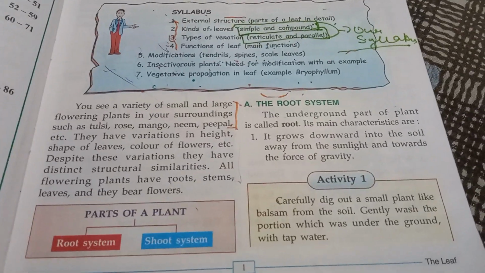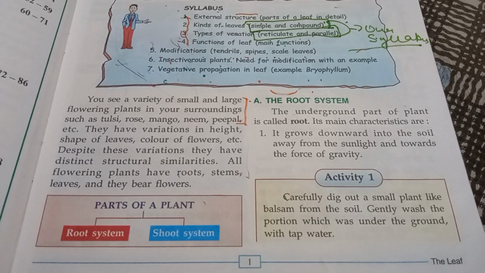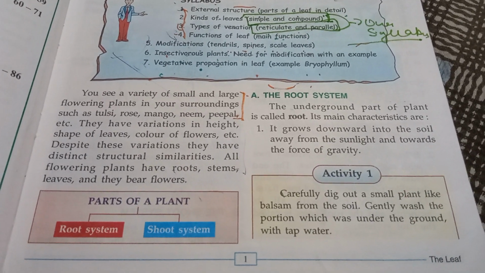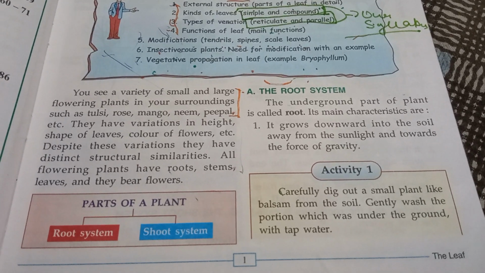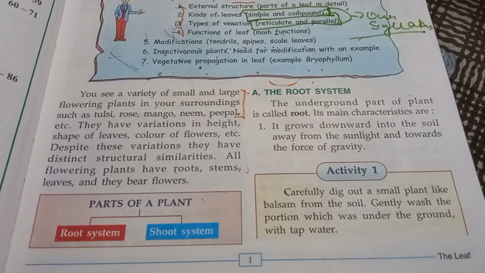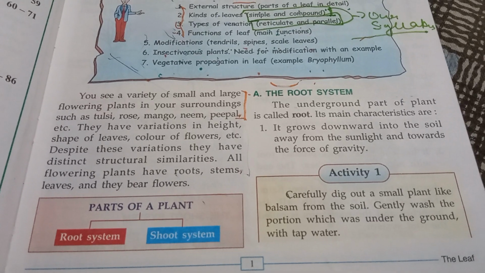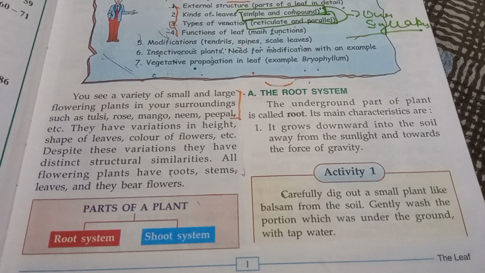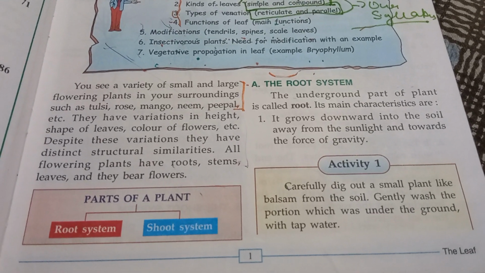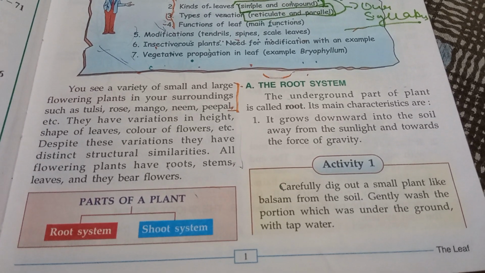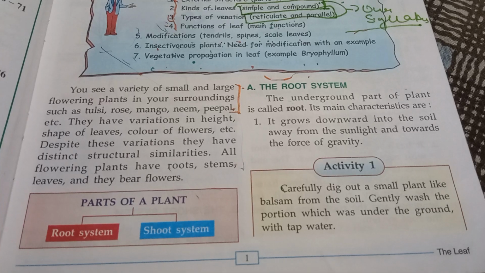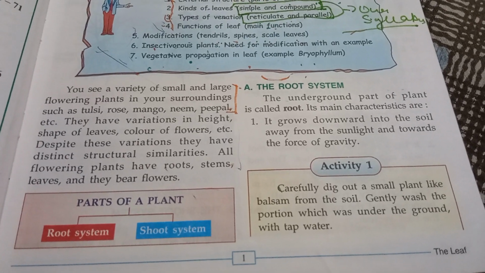You see a variety of small and large flowering plants in our surroundings, such as tulsi, rose, mango, neem, peepal, etc. They have variations in height, shape of leaves, colors and flowers, etc. Despite these variations, they have distinct structural similarities. All flowering plants have roots, stems, leaves, and they bear fruits.